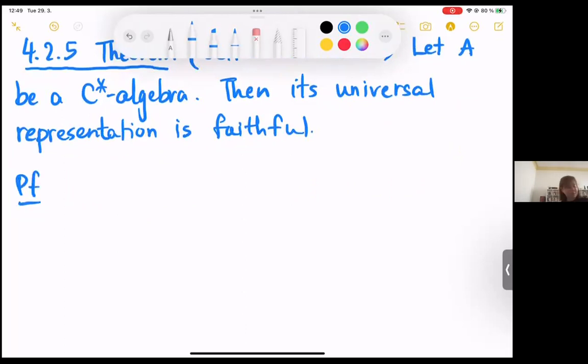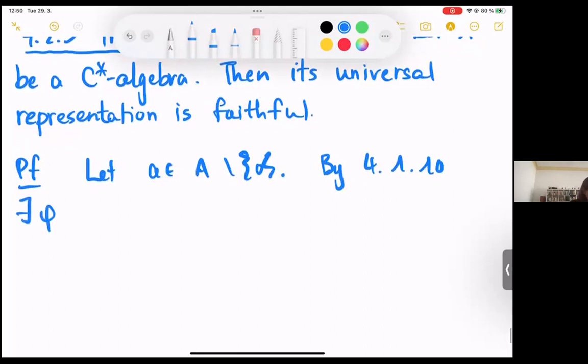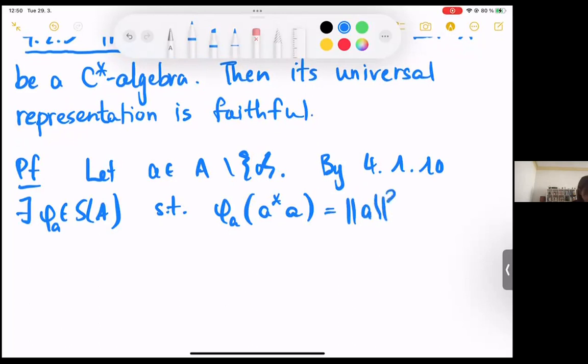So this essentially just follows from the fact that we know that we have enough states that at least one of them will be non-zero on any positive element A. So that means if we take some non-zero element A, then we saw that there exists a state, let's say phi A, such that phi A of A star A is equal to the norm of A star A, which is just the norm of A squared, which is non-zero since A is non-zero.